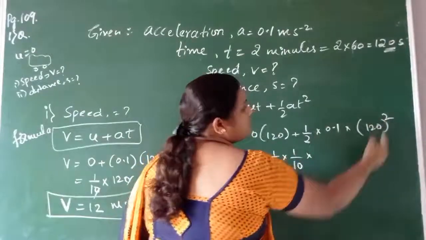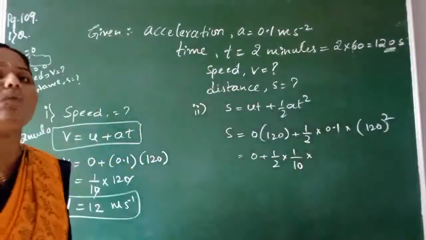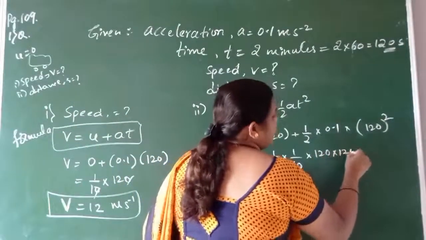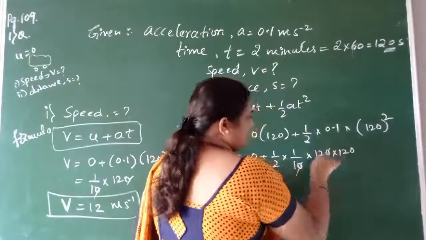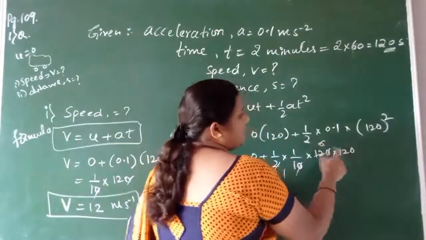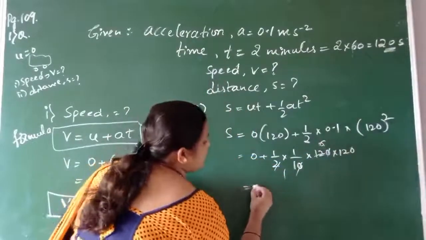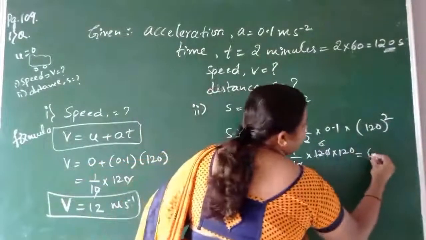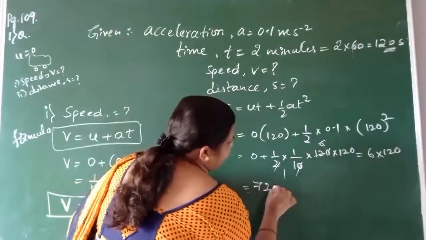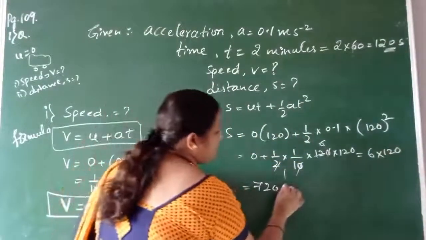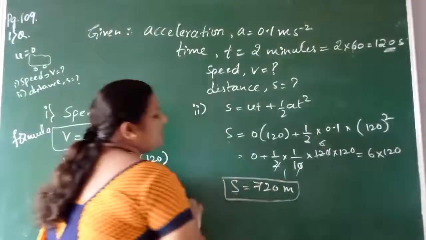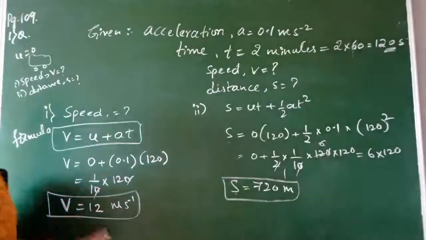This 120 square can also be written as 120 into 120, isn't it, children? Now cancel the 0 and 2: 1 and 2, 6. 120 into 6, what is that? You can write 6 into 120, nothing but 720. What is the distance unit? Meter. So the distance travelled by it is 720 meter. Is it clear, children?